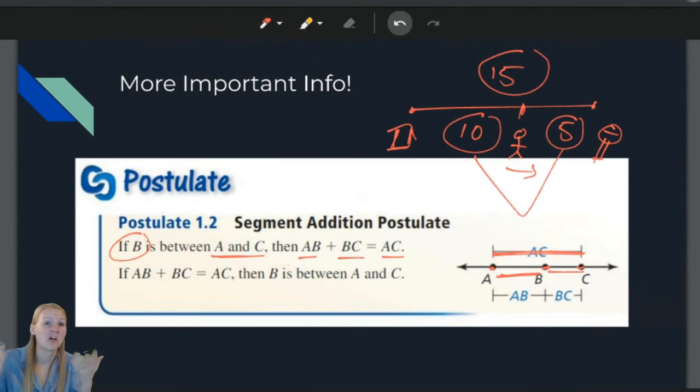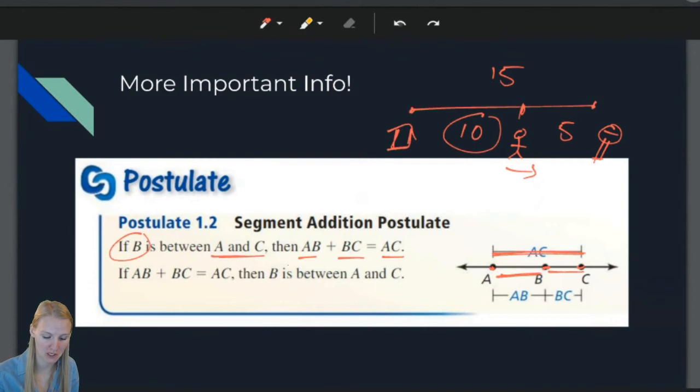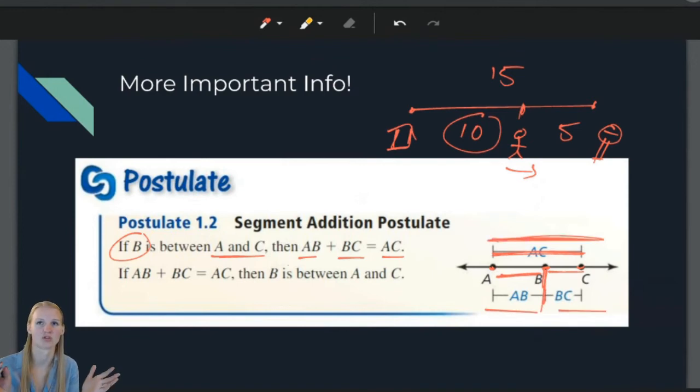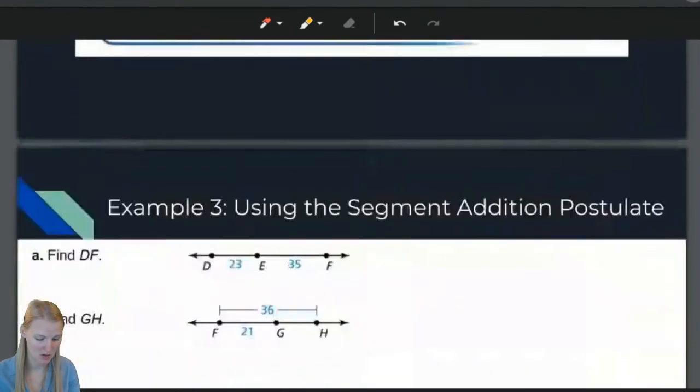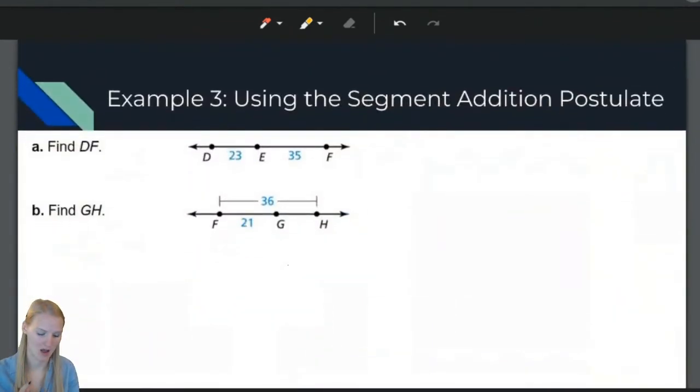That's it. So the segment addition postulate, giving it a fancy name like that, can make it sound scary and intimidating, but really all it is, if one point is between two other points, you can cut it into these two chunks, but those two chunks still make up the entire segment. That's all we're saying. Okay, so that is the segment addition postulate, but now let's see an example of it.